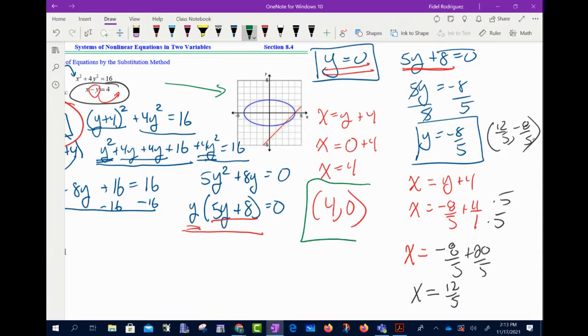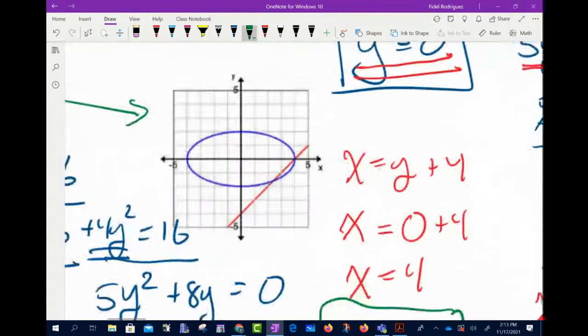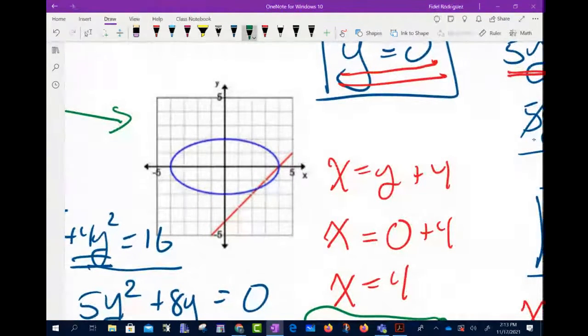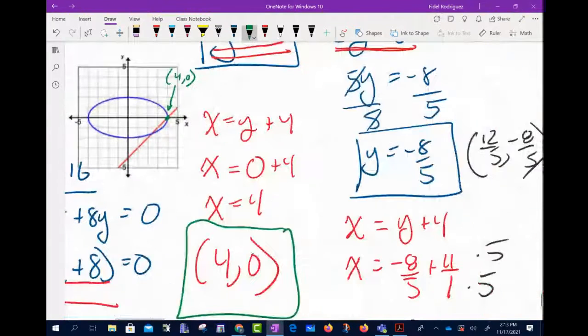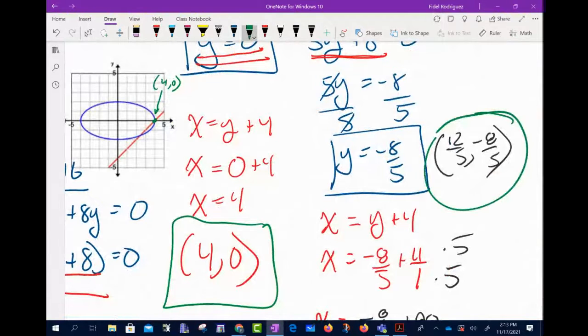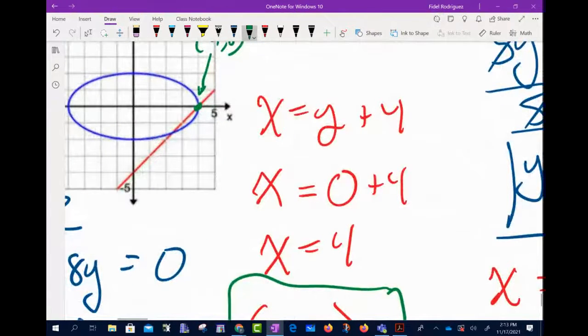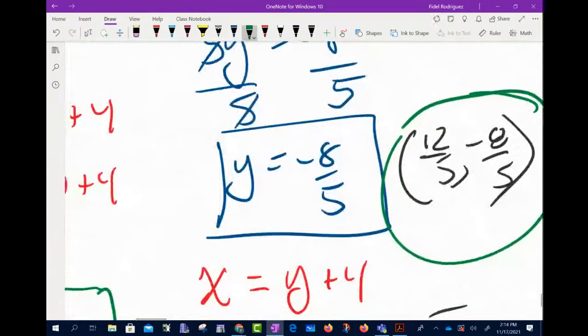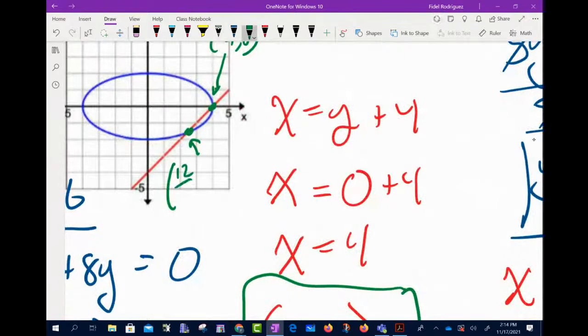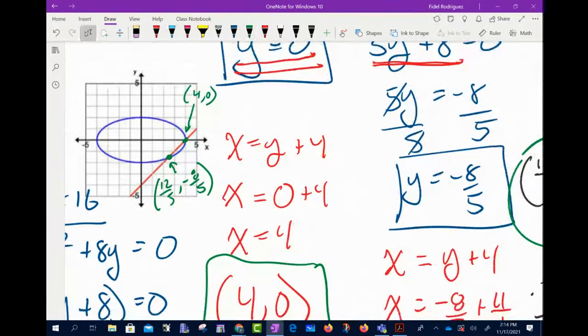So let's take a look at this one here. It intersects at the point 4, 0. I'm going to zoom in real quick. This point right here, y'all, is the point 4, 0. That's where they intersect, right? Now we had another one, and it was right over here, 12 fifths and negative 8 fifths. That is this point here. So 12 over 5 and negative 8 over 5. And that's where that other point is, right?